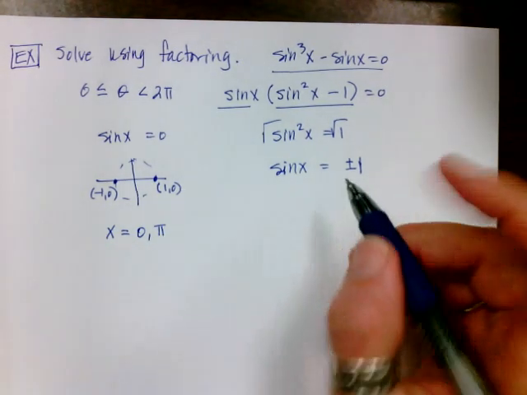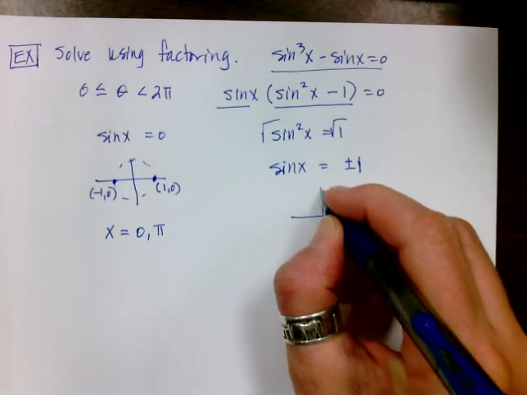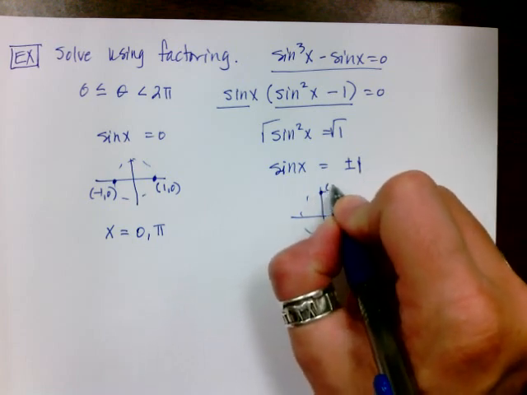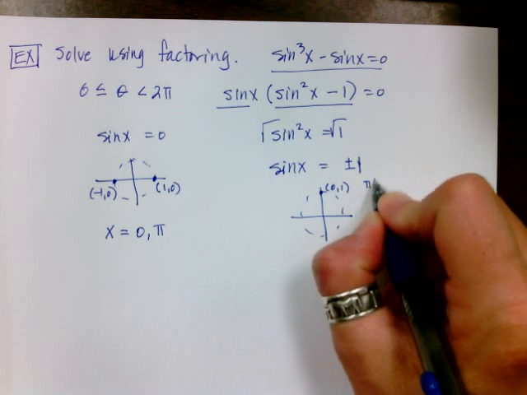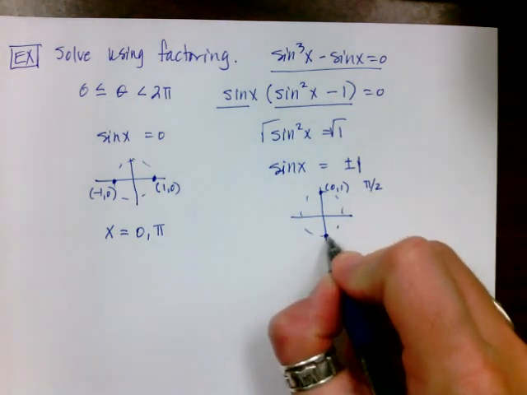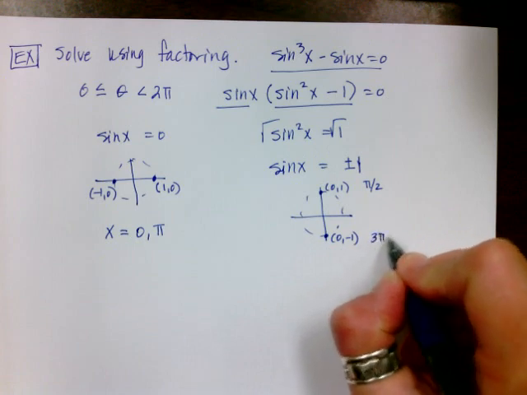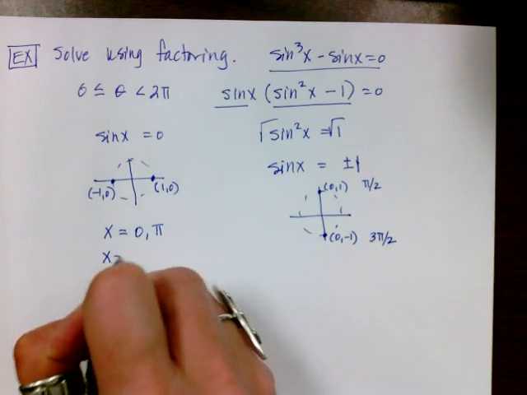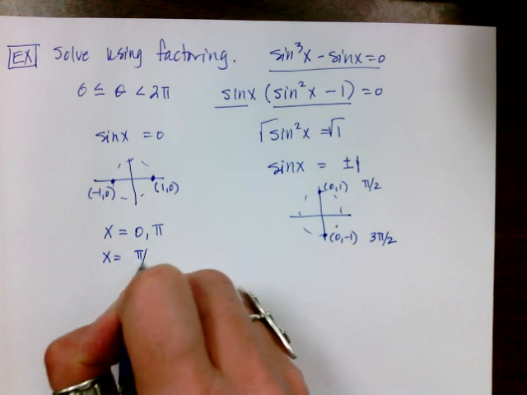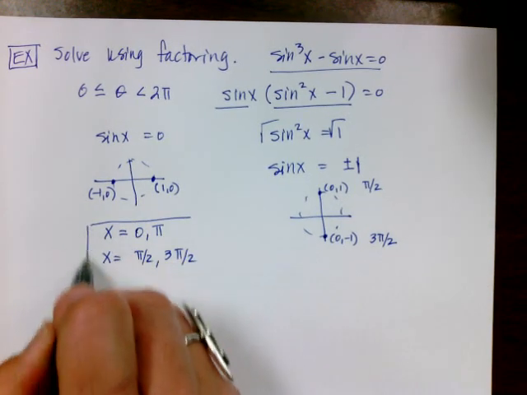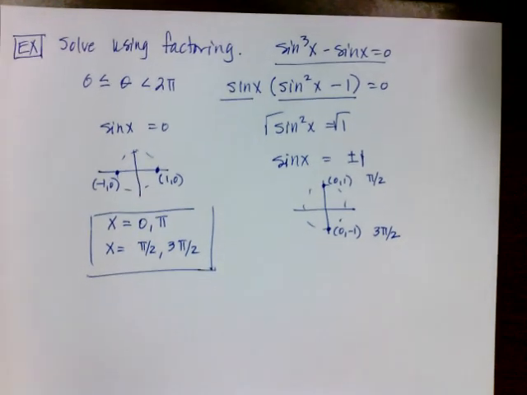And then if I go to this one, and I draw my little unit circle, okay, sine is a positive 1 up at the top, so this is (0, 1), and that's going to be at pi over 2. Down here at (0, -1), remember sine is y, this is 3 pi over 2. So my other two solutions are pi over 2 and 3 pi over 2. So those would be my solutions.